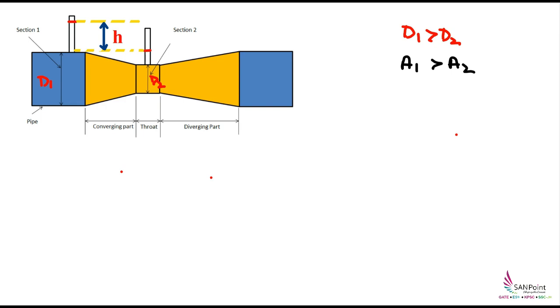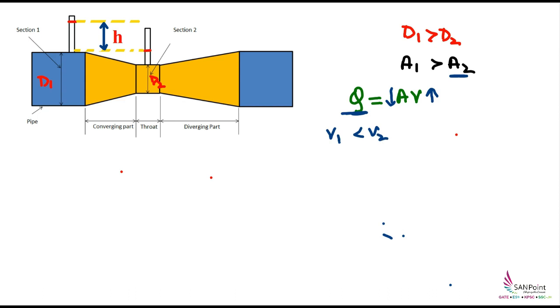Now we know one concept, the continuity equation. So Q is equal to A times V. When the water is flowing through this pipe, the discharge should remain constant. But at section 2 we have reduced the area. We can clearly see here A2 is less than A1. So if area has been reduced, that means the velocity should increase. So the velocity value will be more at section 2. So I can write that V1 will be less than V2.